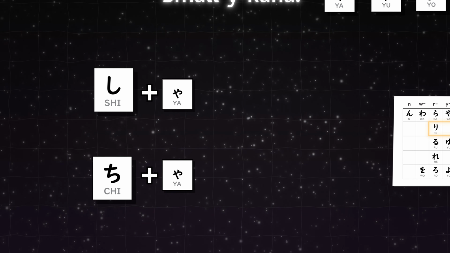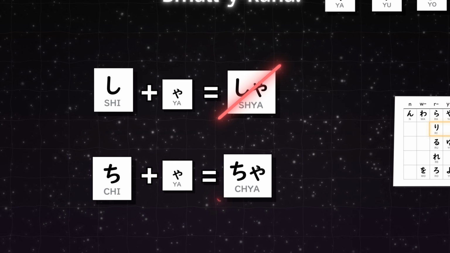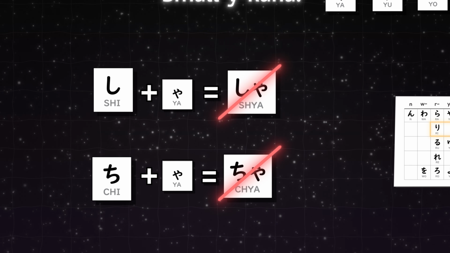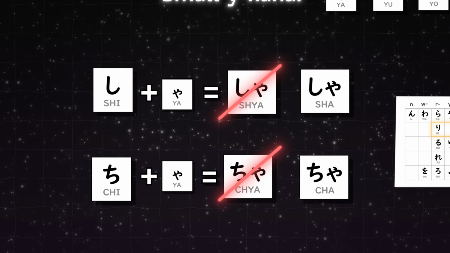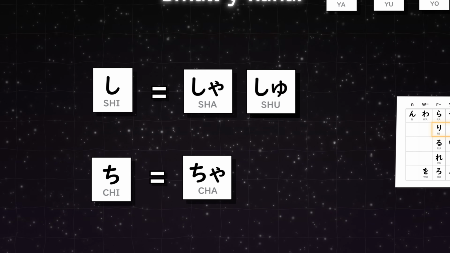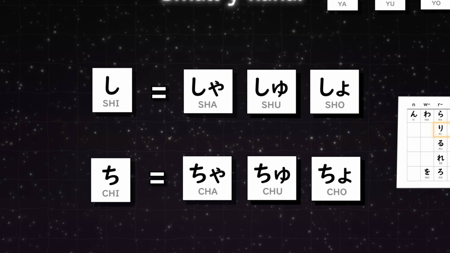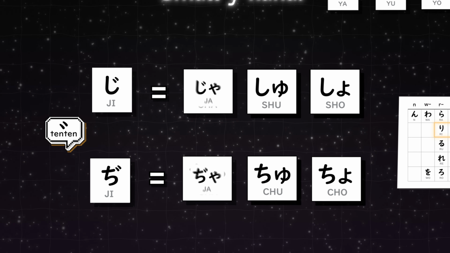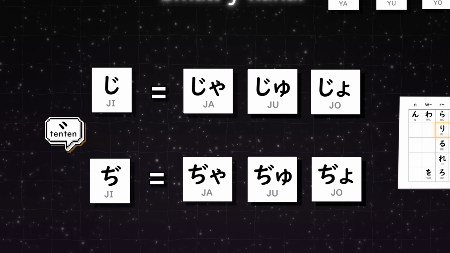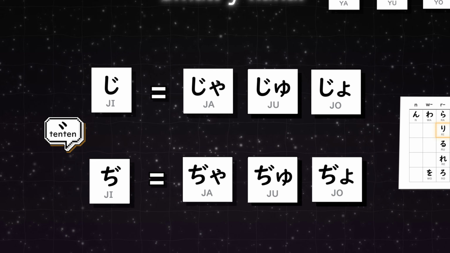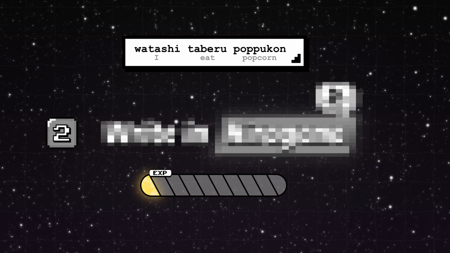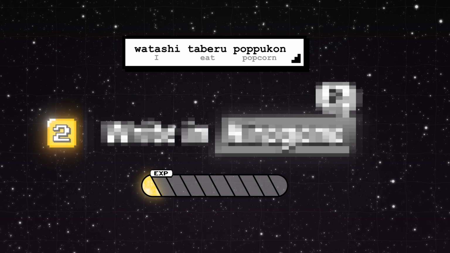And finally, the shi and chi paired with the small y kana drop the Y sound and just change the vowel. So instead of something like shya and chya, it's more simply sha and cha. Sha, shu, sho, and cha, chu, cho. Then if you add tenten, it's just a J sound for both. Ja, ju, jo. This will have us complete step 2 of fixing this sentence.